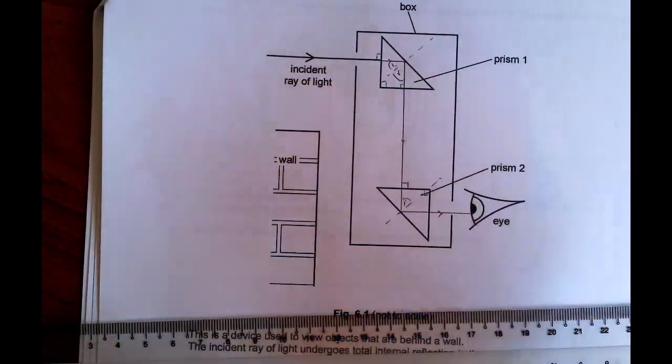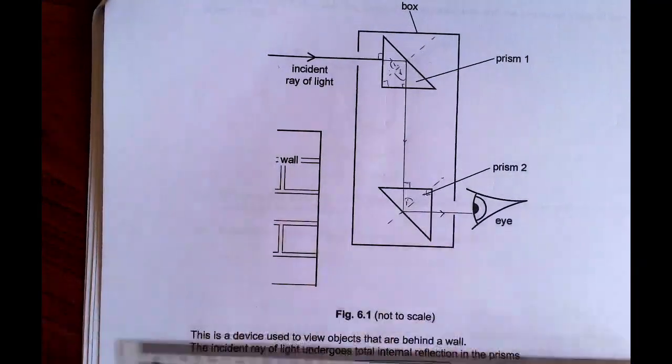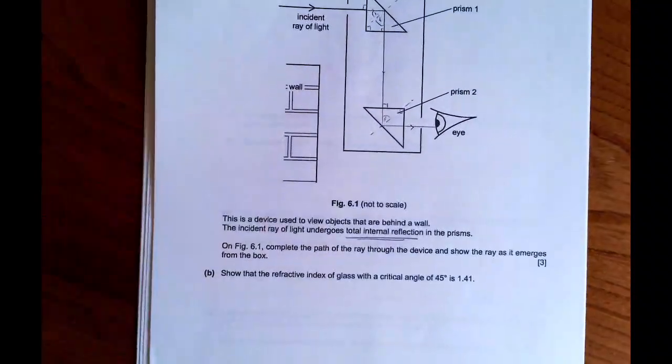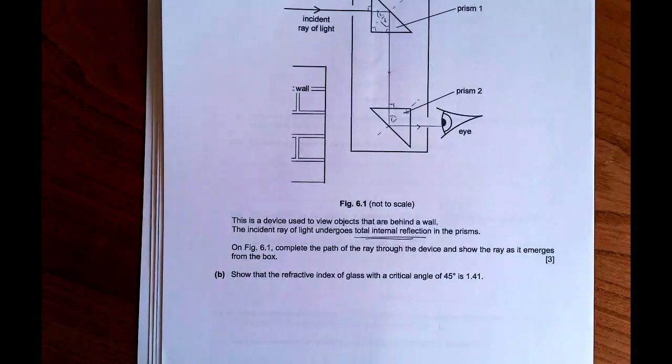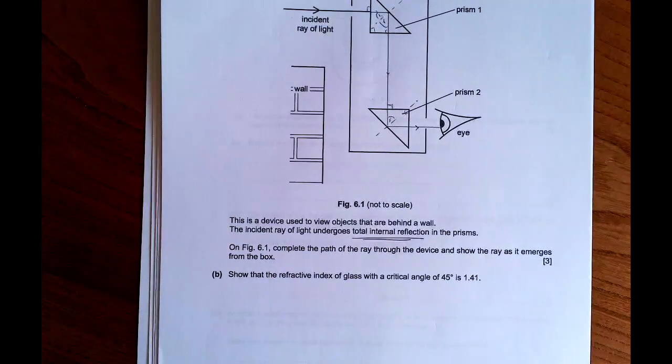And it will travel out into the eye. Okay, so that is the path that you're going to draw. Then it asks you to show that the refractive index of the glass with a critical angle of 45 degrees is 1.41. This is just a simple recall question.